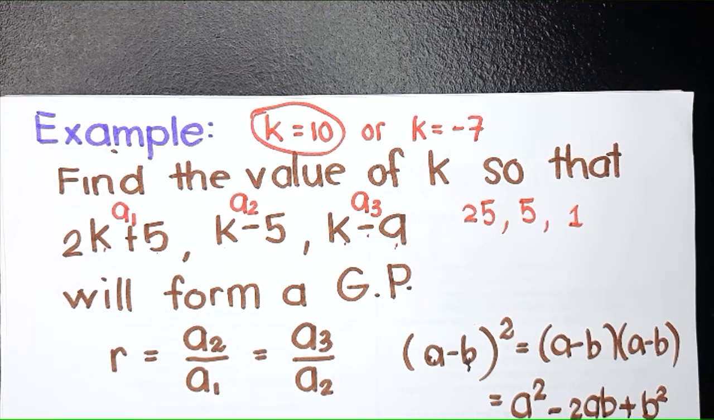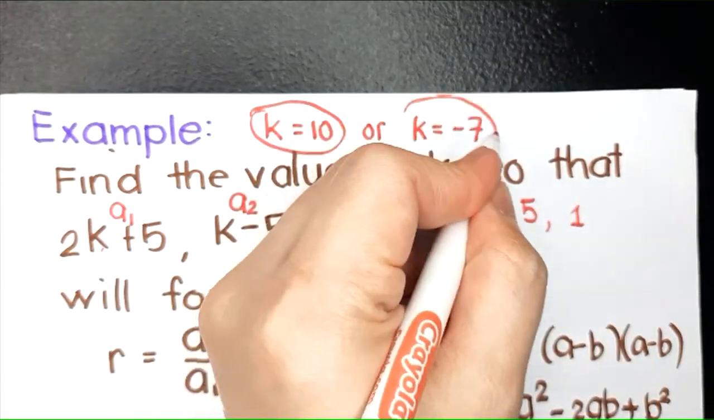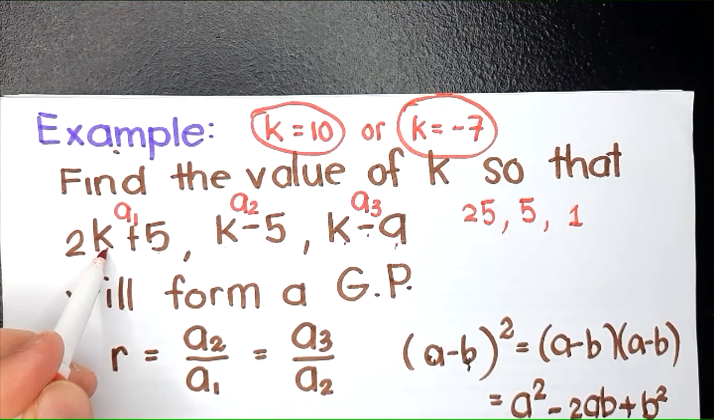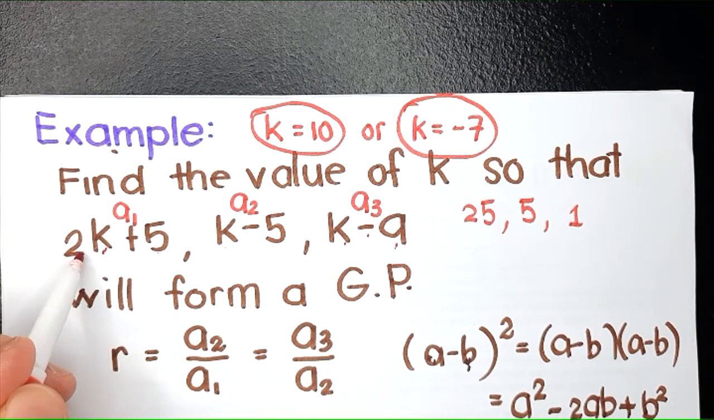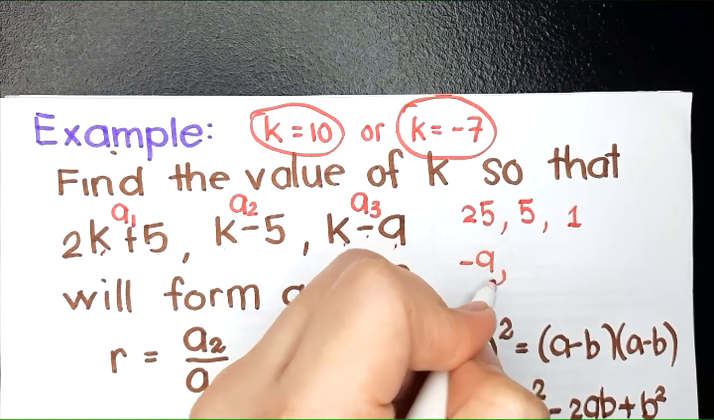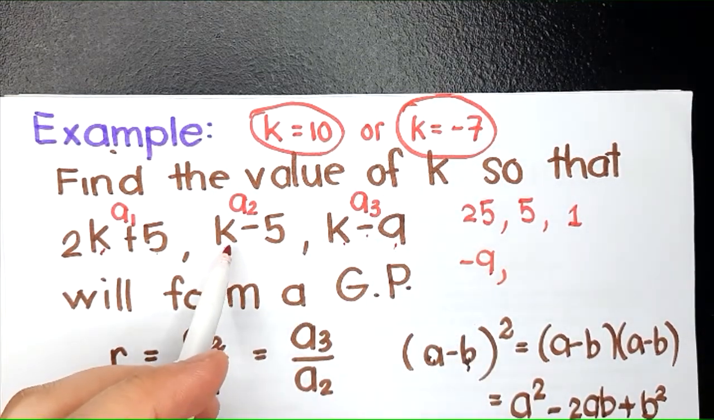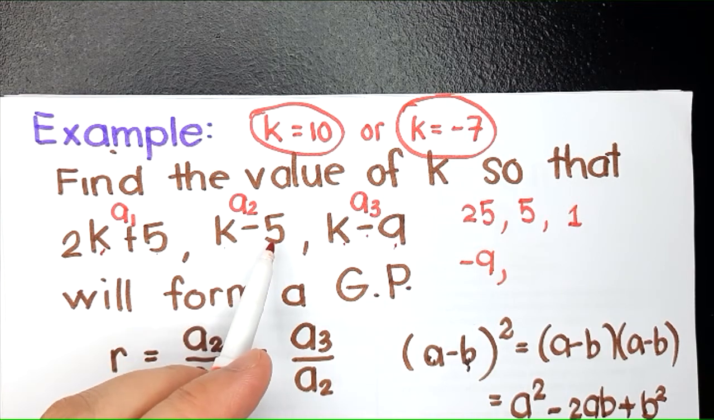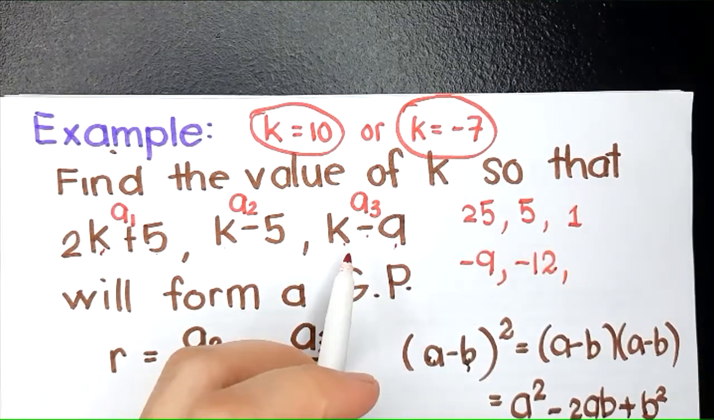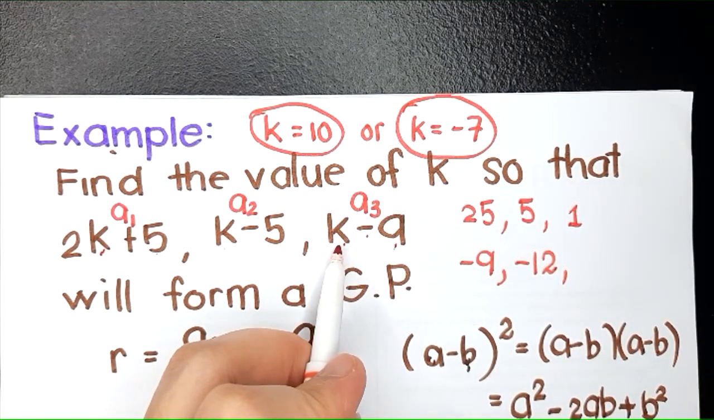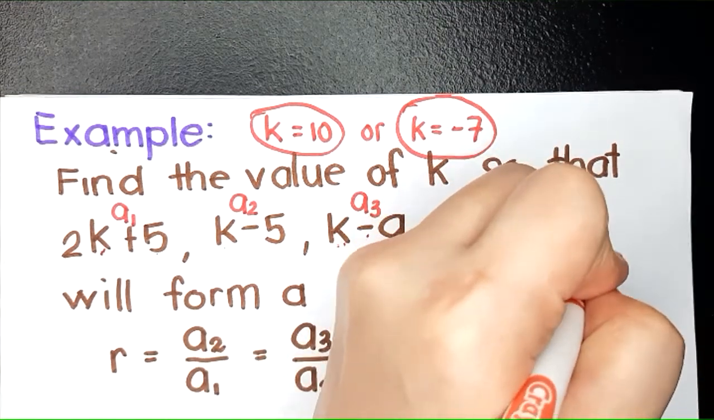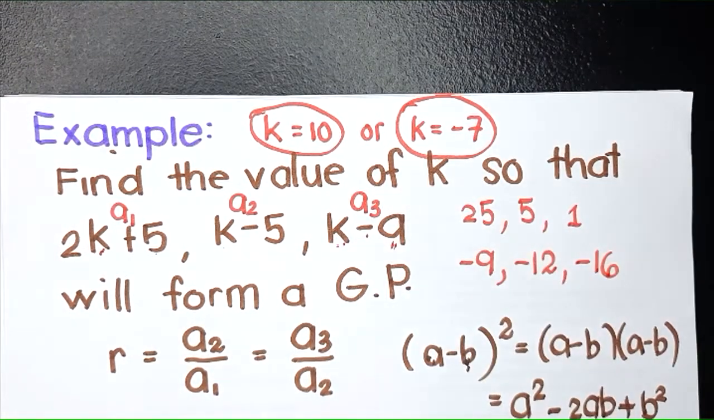Okay? What about the second sequence of numbers? We try k equals negative 7. So, 2 times negative 7, you'll get negative 14. Negative 14 plus 5, you'll get negative 9. Right? Okay, here. Negative 7 minus 5, you'll get negative 12. Okay? And then finally here, if we let k be equal to negative 7, negative 7 minus 9, what do you get? Negative 16. Alright?